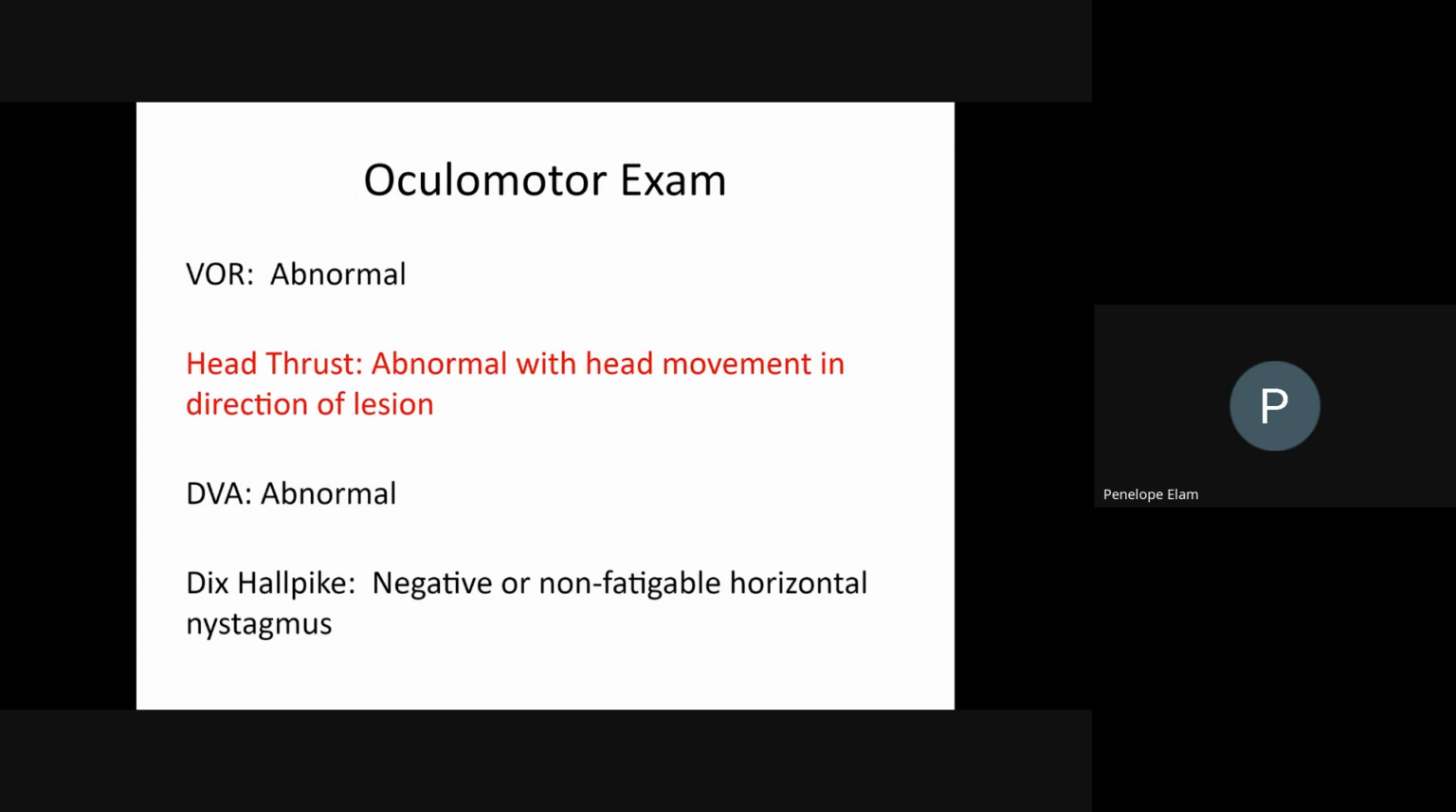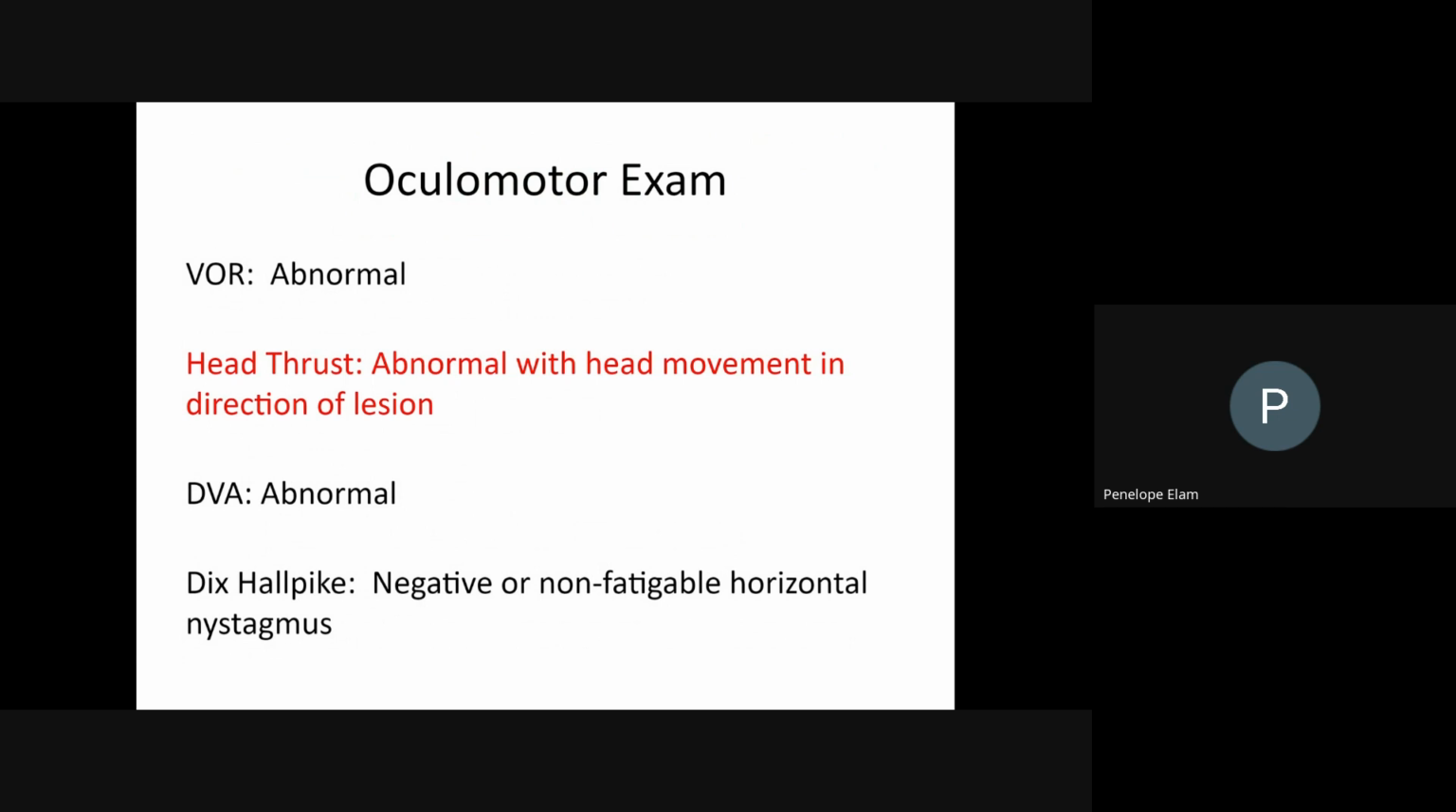Okay. It will be abnormal with head movement in the direction of the lesion. So if we turn the head to the left and the left side is impacted, we're going to see that catch-up saccade to the right. So we'll have a positive head thrust or head impulse test with an acute hypofunction. DVA is going to be abnormal.